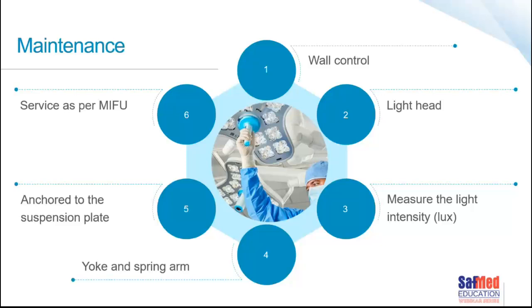Also, they'll check the yoke and the spring arms to make sure that the brakes are good, that there's no drift, etc. around the light. Also making sure that it's correctly anchored to the suspension plate, that's of course in the roof, ensuring the light doesn't fall on your head. And then of course the importance of service and maintenance as instructed in the manufacturer's instructions for use, depending on the make and the model of the particular lamp or surgical light that you're using.